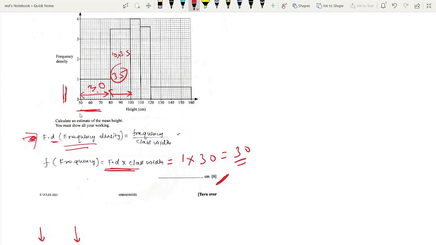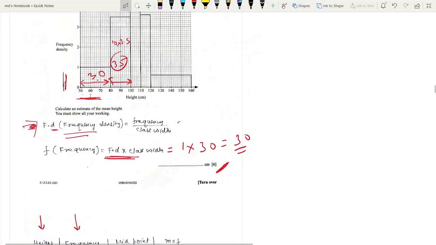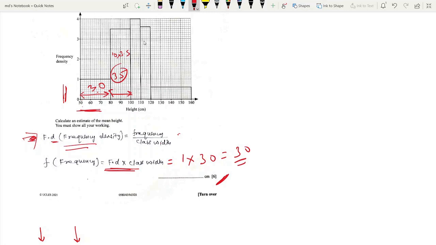And frequency density here, I have shown. This is your frequency density, because frequency has formula F dot D means frequency density times width. I have used that. So for first class, frequency density was 1 and the width is 30. You can check 80 minus 50, 30, that is frequency 30. Then for the second class, frequency density was 3.5. I had shown earlier, and the gap is 20, because 100 minus 80, that is 20, that is 70. Now for 100 to 110, frequency density is 4, you can check that, and the gap is 10, so 40. 110 to 120, frequency density is 3.6, you can check. You can go back, okay, I'll show here. You can check that 110 to 120, this will be your frequency density. This is 3.6 and gap is 10.